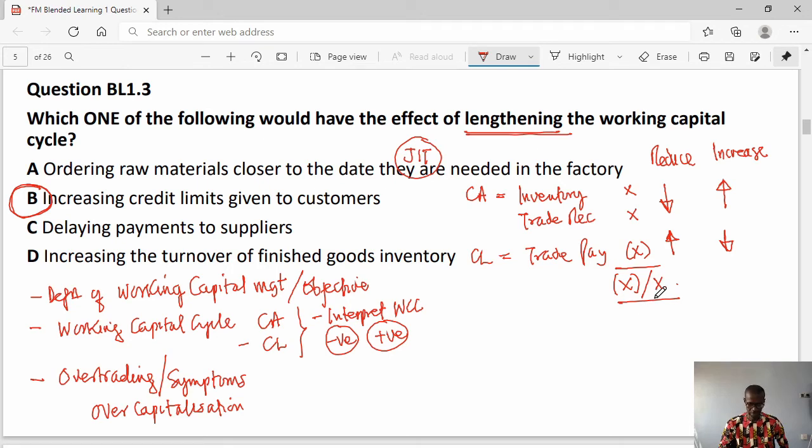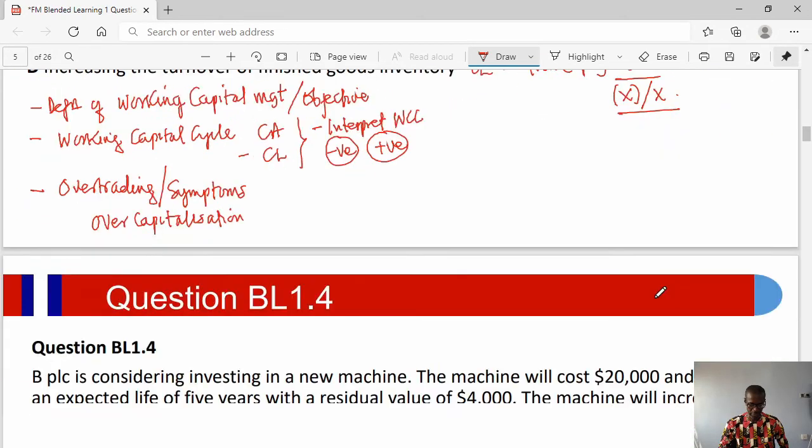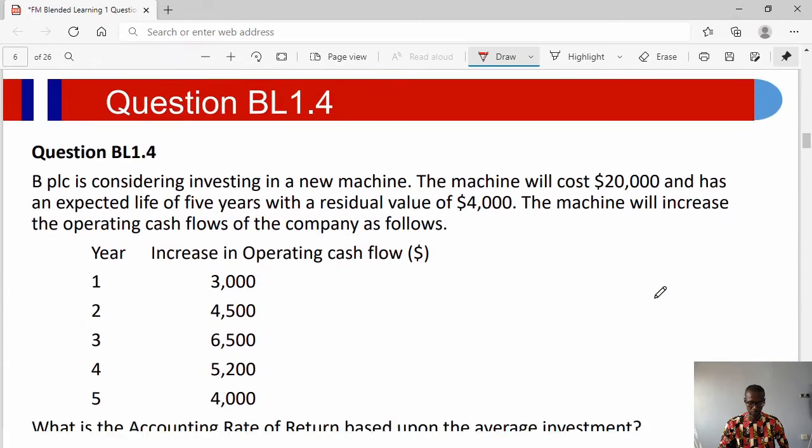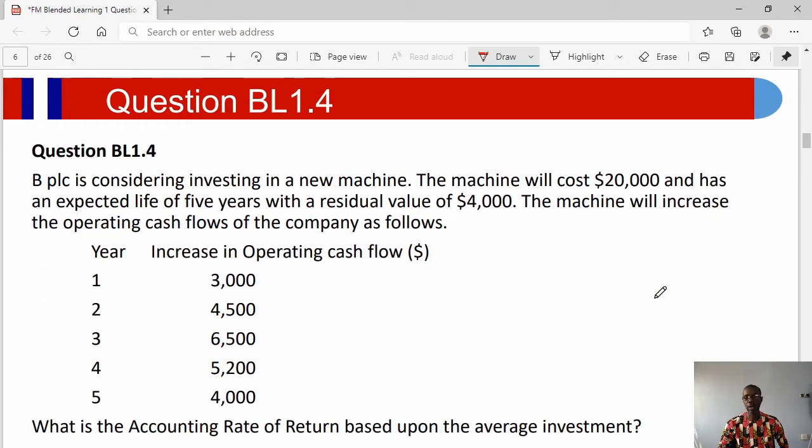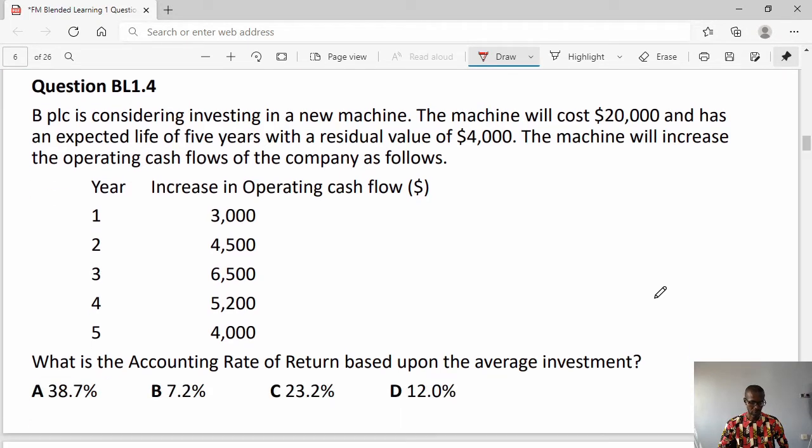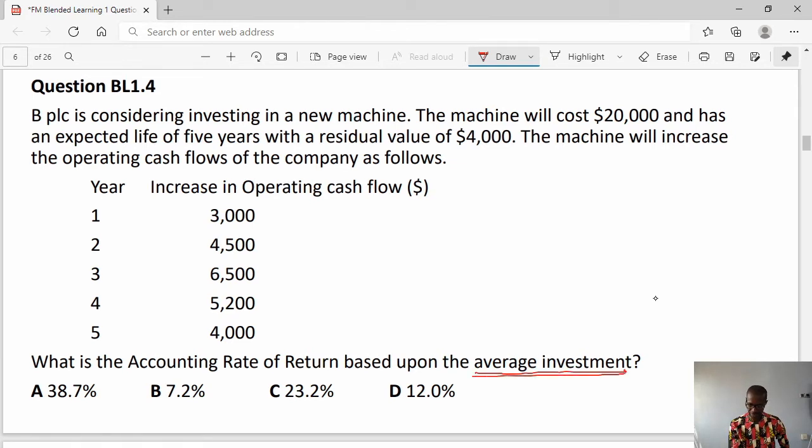Now, let's turn our attention to question number 1.4. What is the accounting rate of return? The requirement: what is the accounting rate of return based on the average investment?